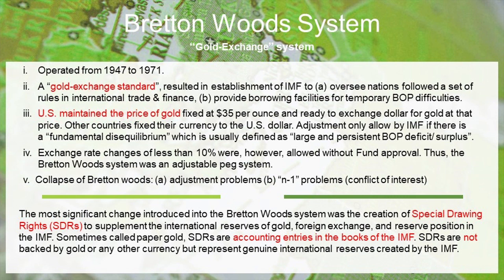5. Collapse of Bretton Woods due to A. adjustment problems, B. confidence problems, and C. conflict of interest. The most significant change introduced into the Bretton Woods system was the creation of special drawing rights, SDRs, to supplement the international reserves of gold, foreign exchange, and reserve position in the IMF. Sometimes called paper gold, SDRs are accounting entries in the books of the IMF. SDRs are not backed by gold or any other currency but represent genuine international reserves created by the IMF.